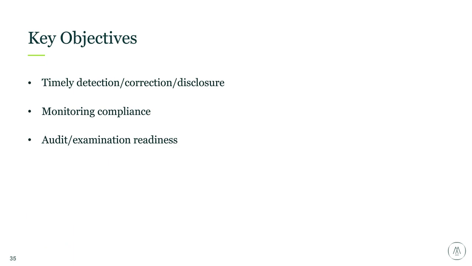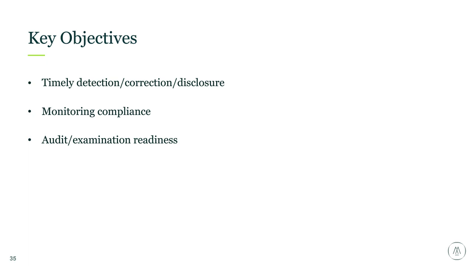Once you have your team in place, it's time to outline the key objectives. The most common are listed here. First, obviously, if there is a compliance issue, and Colleen just walked through this, the key objective would be to detect it internally in a timely fashion, correct that issue if it's required per the regulations, and then walk through the steps per the applicable regulations to ensure proper disclosure of that issue.